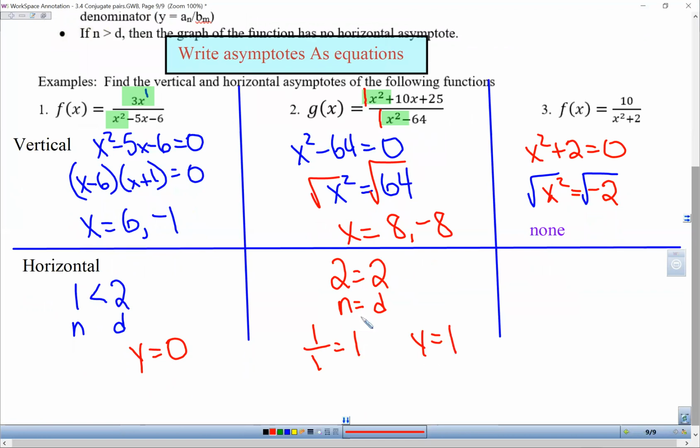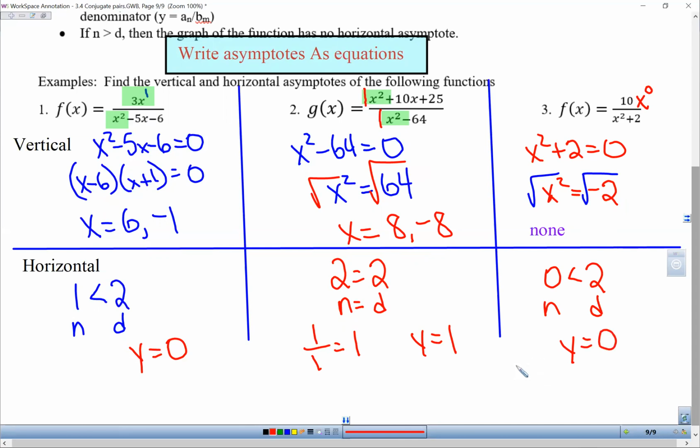Okay. And then finally, the last one, well, there's no x here, but remember, 10 by itself is the same as 10x to the power of 0. So we have 0 and we have 2. 0 is less than 2, numerator, denominator. So here it's also going to be y equals 0.